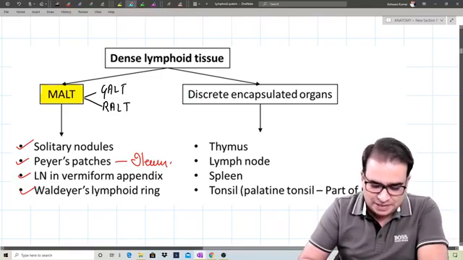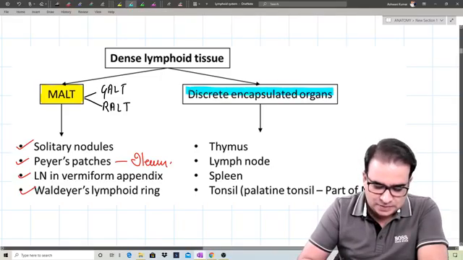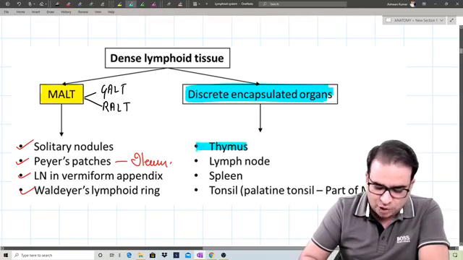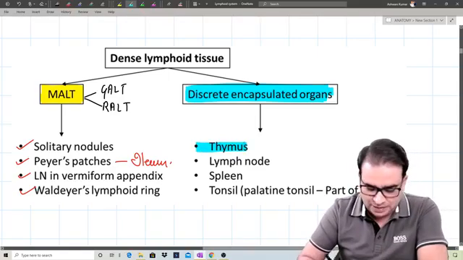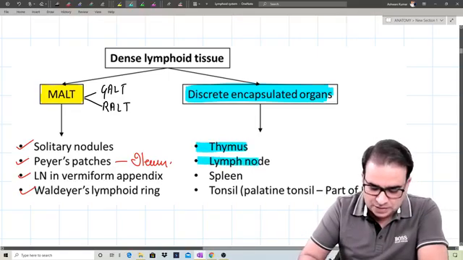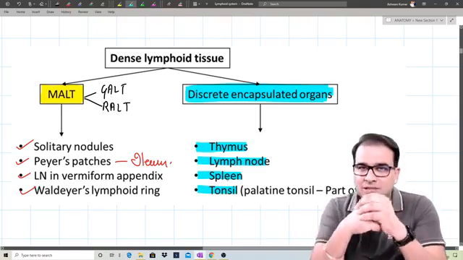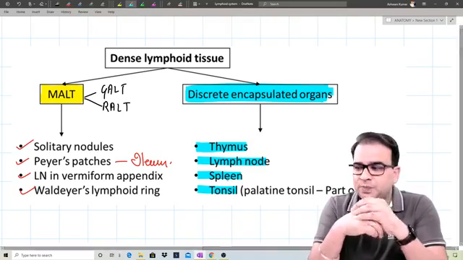But mainly for the topic that we're going to discuss today, we'll be talking about DEO, that is discrete encapsulated organs. In the dense lymphoid tissue, we have these discrete encapsulated organs, and we will be talking about these encapsulated organs, each of which is a complete unit by itself. Like we got a thymus, a lymph node, a spleen, and a tonsil. The palatine tonsil, again, is a part of MALT only. It's a mucosal associated lymphoid tissue.